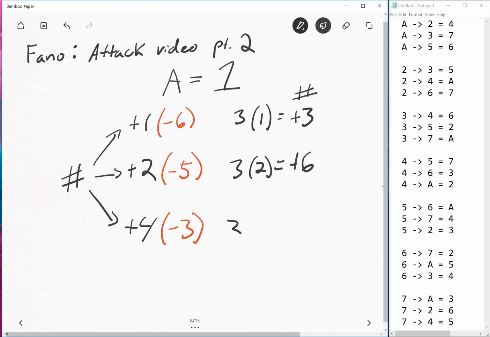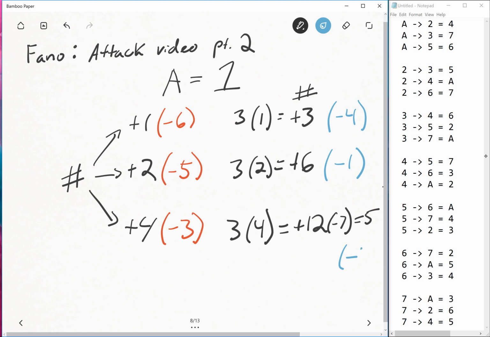And for the last case, 3 times 4 is 12. Now for this last one, we can count around the number line 12 times, but a better way is to subtract out a full cycle, or subtract 7, which will give you the remainder of the cycle, or number plus 5. And as you may have already suspected, instead of addition, we can use subtraction. Plus 3 is minus 4, plus 6 is minus 1, and plus 5 is minus 2.